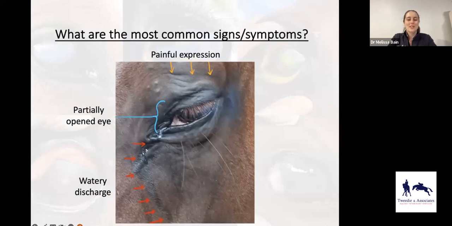Okay. So this is an example of one of the classic eyes that you'll see. We've got a painful expression with this sort of wrinkling of the eyes here. The eyes only partially open, and we have this copious watery discharge. And this was secondary to an ulcer.